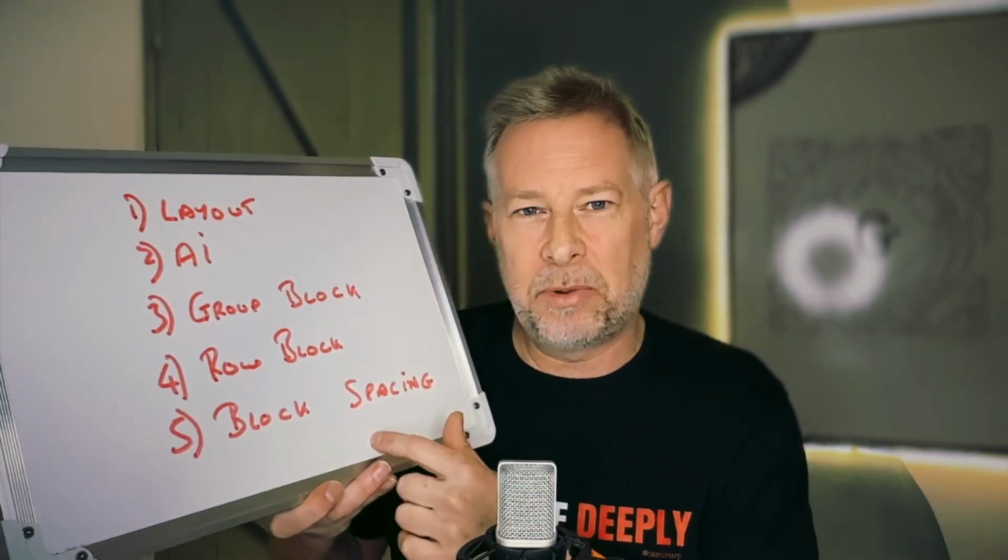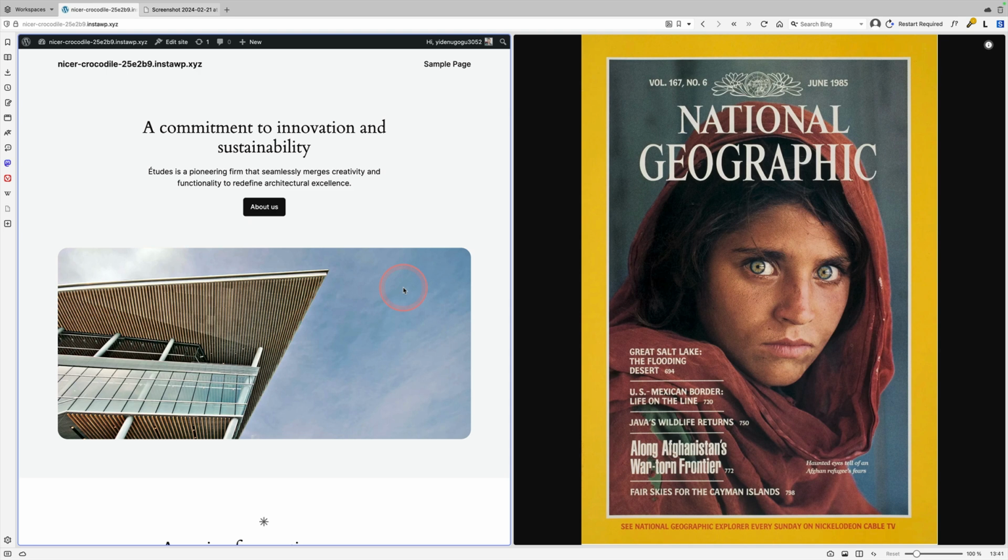And also block spacing. To make it as easy as possible for you to follow along, I've split my screen into two. My WordPress website is over on the left. The National Geographic design that I'm trying to copy is over on the right. I'm starting over on the left with just the base 2024 theme.